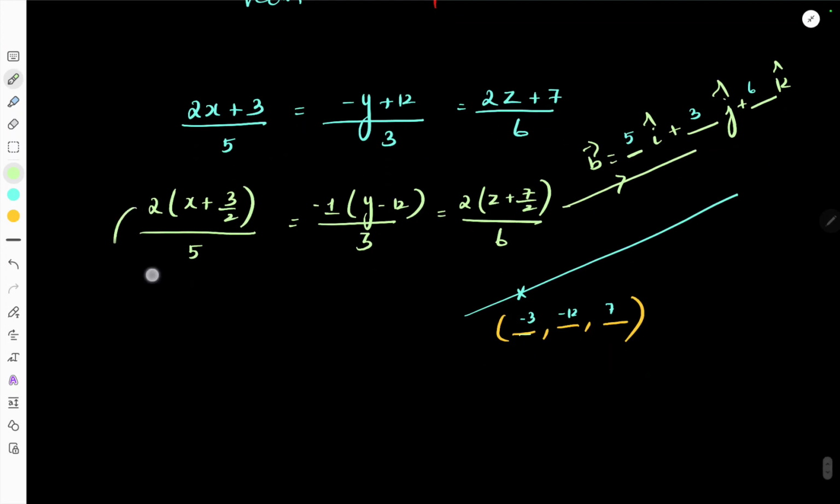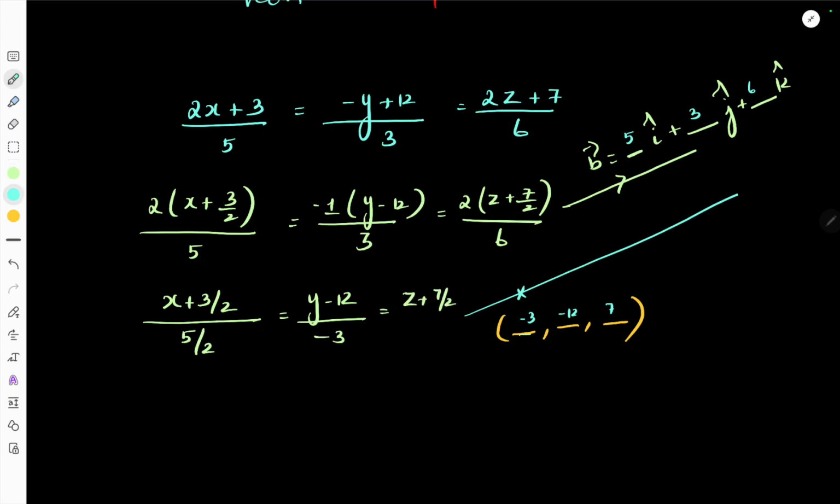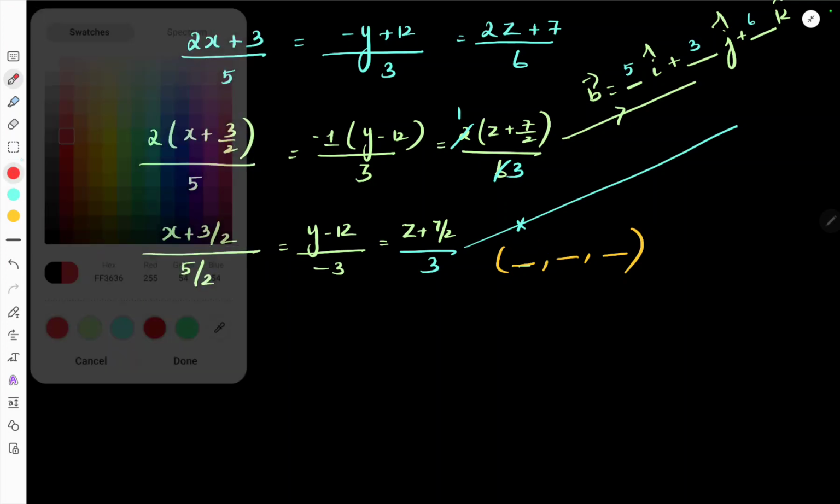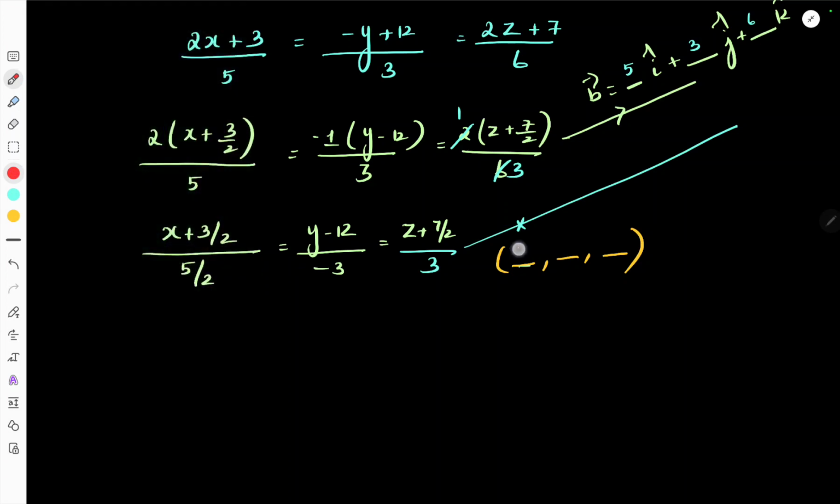So this 2, if it comes to the denominator, I have to divide by 2 in the numerator as well as in the denominator. So it will be (x + 3/2)/(5/2) equal to (y - 12)/(-3) equal to (z + 7/2)/3. This I can cancel here itself: 2 ones are 2, 2 threes are 6, so divided by 3. So now I can write the parallel vector to the line as 5/2, here minus 3, and here 3.